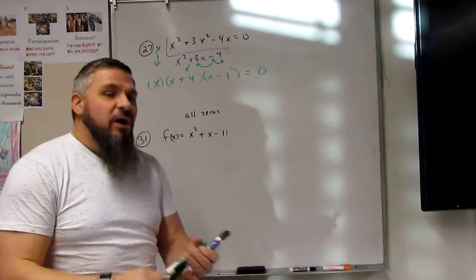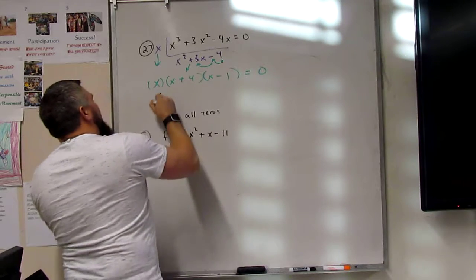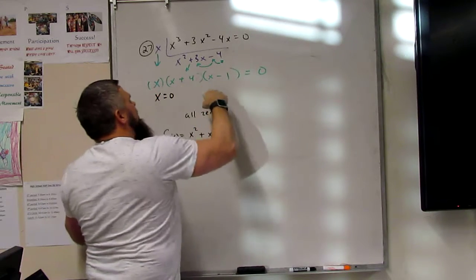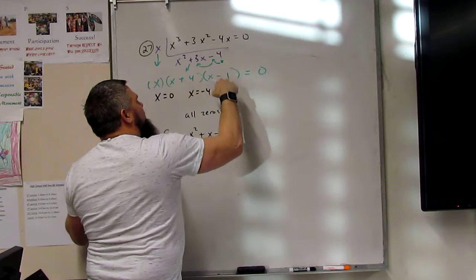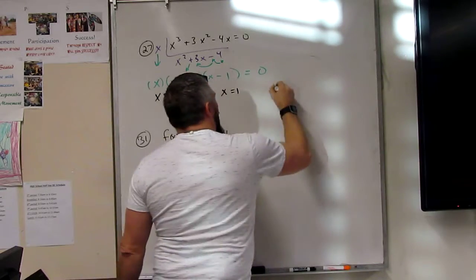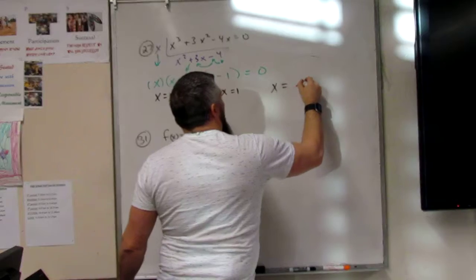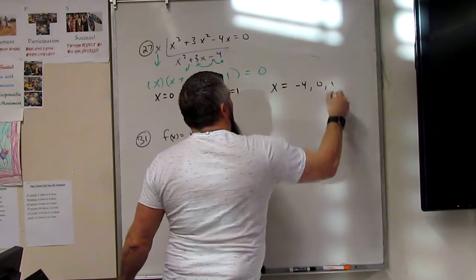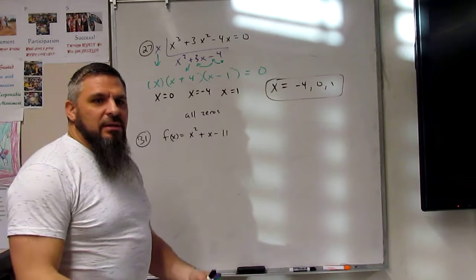And so we need to solve it. If this is 0, it's all 0. So x is equal to 0. If this is 0, it's all 0. So x is equal to negative 4. If this is 0, then it's all 0. So x is equal to 1. So at this point in the game, x is equal to, and you put them in order, negative 4, 0, and 1. And there it is. Cake.